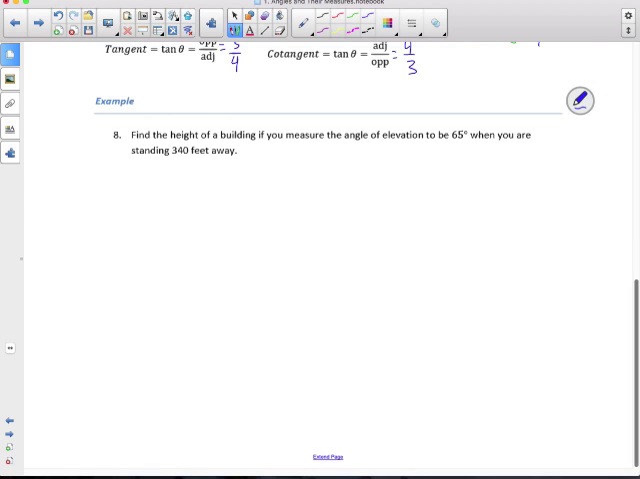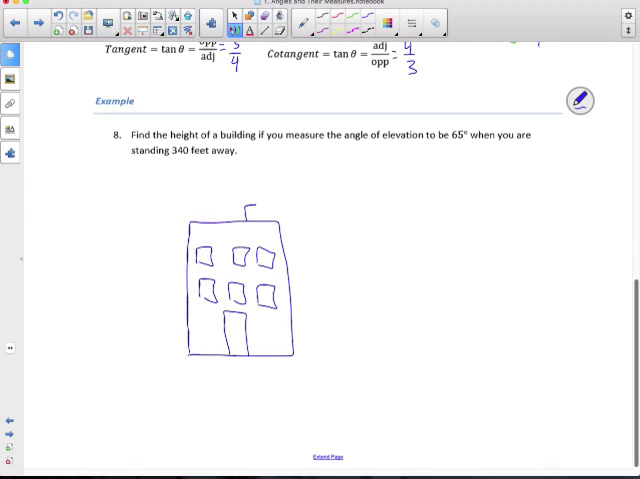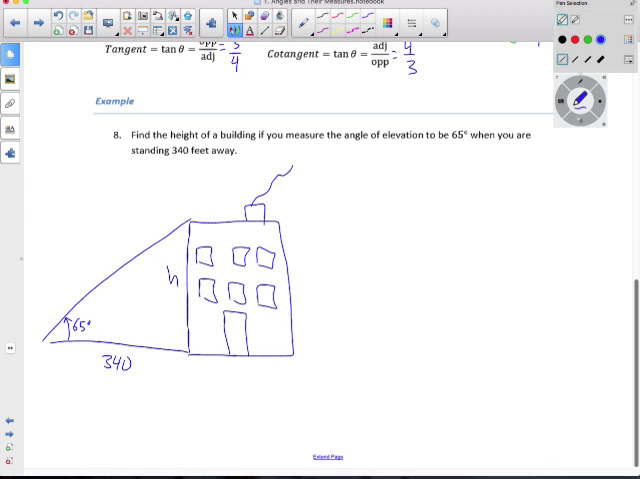Doing an example with these, we have find the height of a building. So here we have a pretty little building. It's got some doors and some windows and stuff. It's looking real cute. Maybe it has a nice little chimney up here. We're trying to find the height of this. We are standing 340 feet away. We have angle of elevation, which remember comes from the ground up, 65 degrees. Versus our angle of depression would be coming from some horizontal going down. But those are always identical. You should remember that angle of elevation and angle of depression are actually the exact same number.